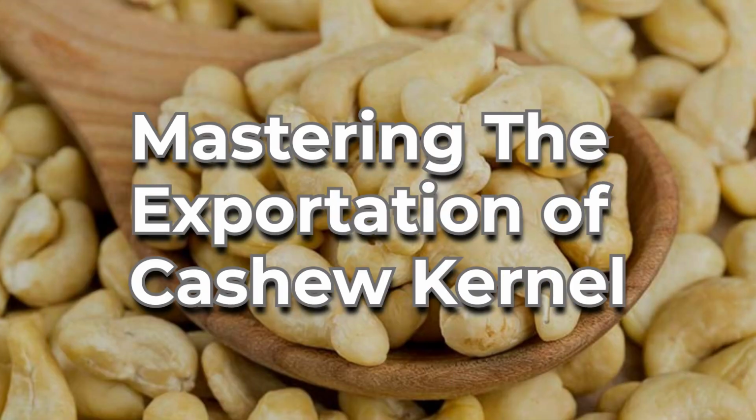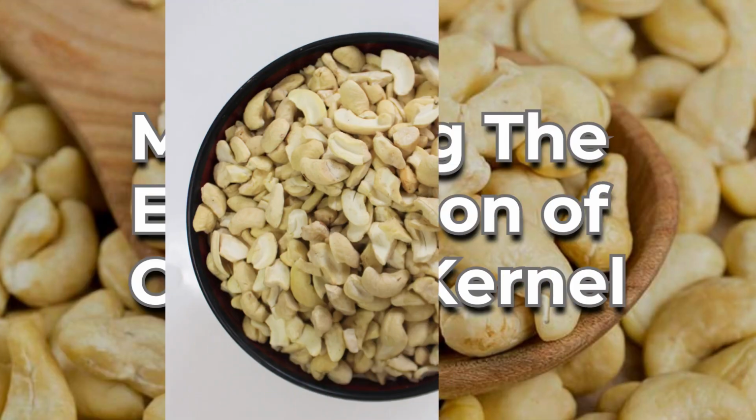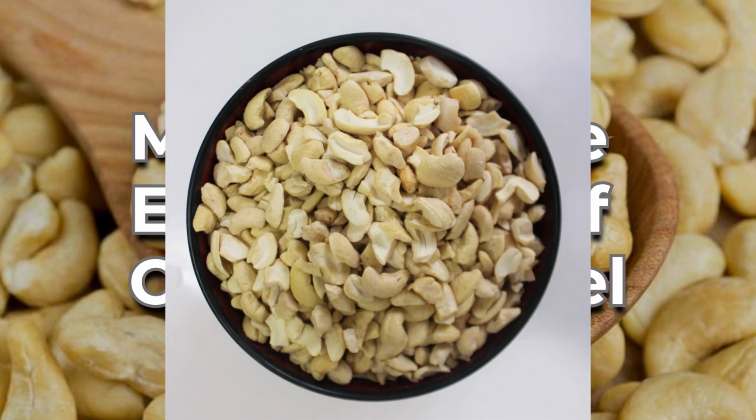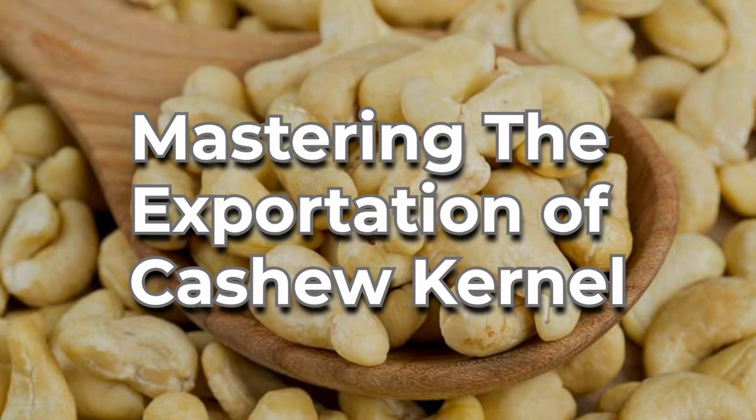So the quality specification is extremely important. Whole and broken, they will indicate in the contract. The size and grade will be indicated in the contract. The color will be indicated in the contract. Ensure you follow that very well.